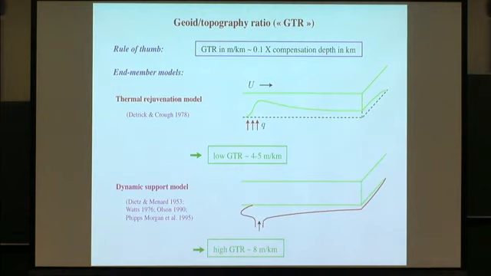The second model is the dynamic support model. Again, it's quite old, has a long pedigree. And that model assumes that there is a plume rising and spreading against the base of the lithosphere without much thinning of that lithosphere and gives you a high GTR of about 8 meters per kilometer.